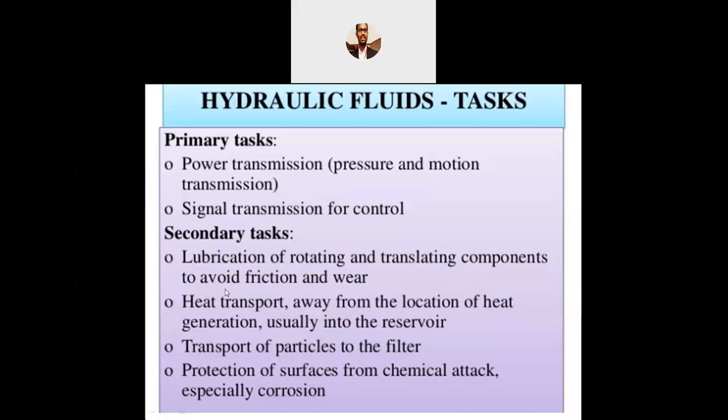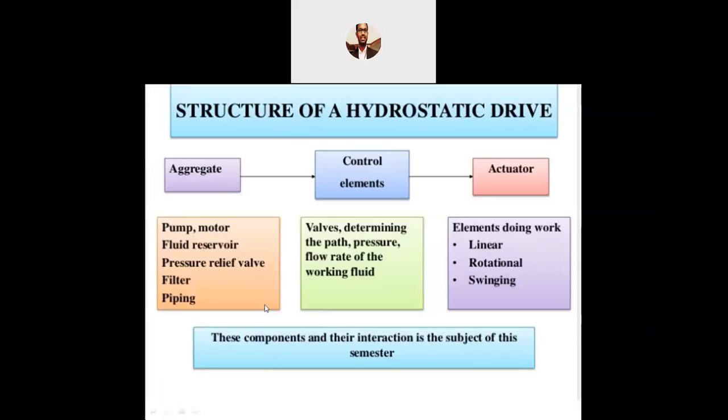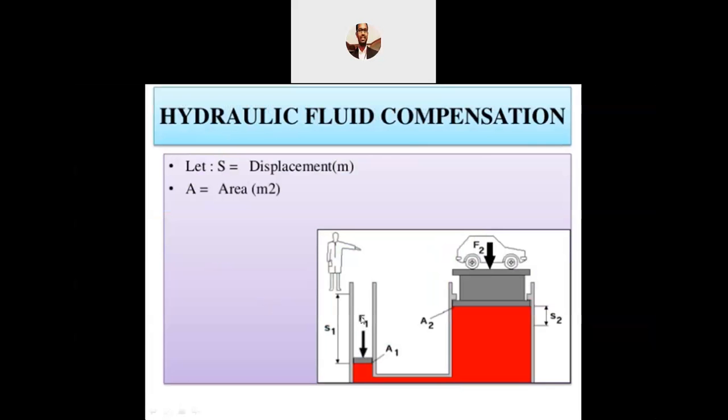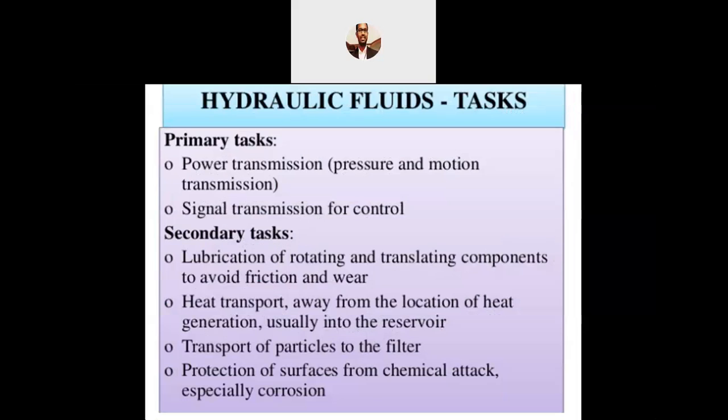Secondary tasks. The major aim of the hydraulic fluids is to transmit power and then signal transmission. Next one is secondary tasks: lubrication of rotating and translating components to avoid friction and wear. My dear friends, please be careful here. This lubrication of rotating or translating components, that means whenever there is a mechanical linear motion, it has to be lubricated. And this lubrication will be done by this fluid.